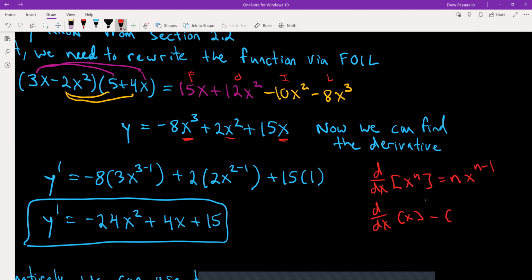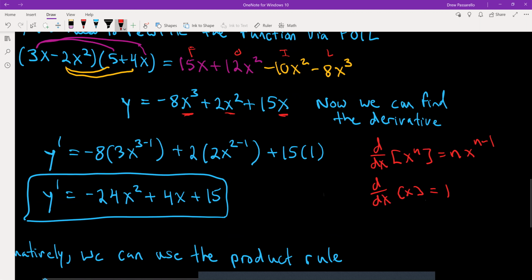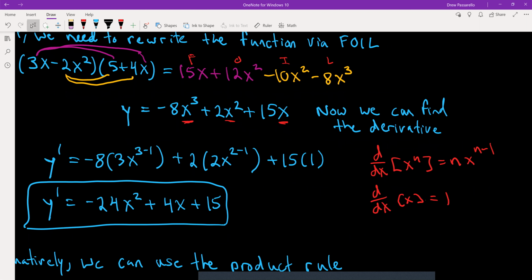All right, so these were rules discussed in the previous section that you're expected to know at this point. So from here, I just simplified it. Negative 8 times 3 is negative 24, and then x squared, and 2 times 2 is 4, so plus 4x, and then plus 15. So this would be the result, or the answer. All right, that's the derivative.